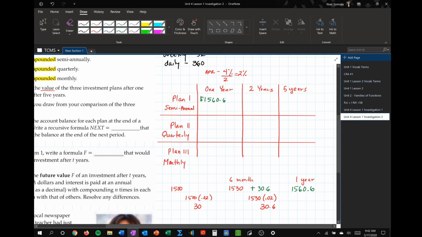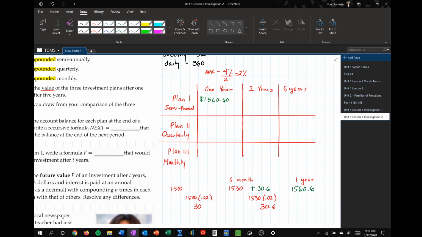Or, I mean, 60 cents. Alright, so it's basically just adding up the interest, and then you get to use that to your benefit. Right? So you start with 1,500, you earn 2% in the first 6 months. The reason why it's at 6 months is because it's semi-annual, so it's only done twice a year.